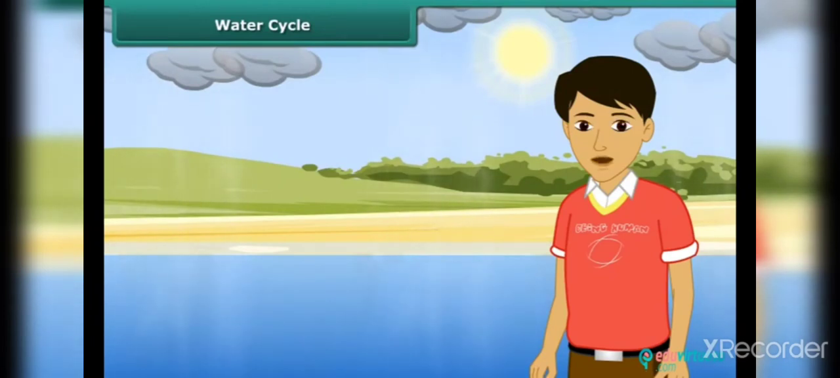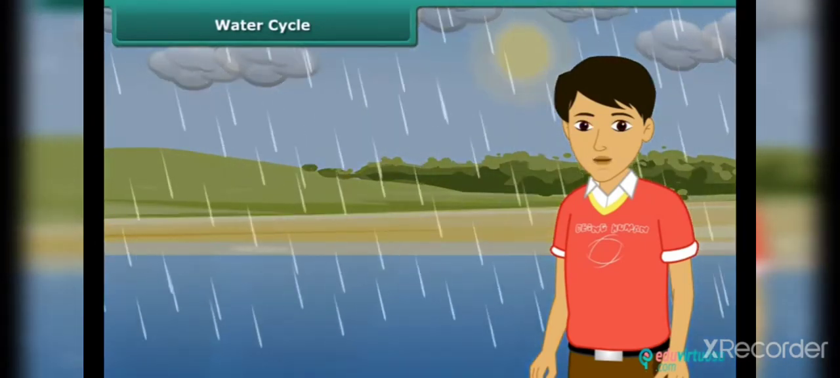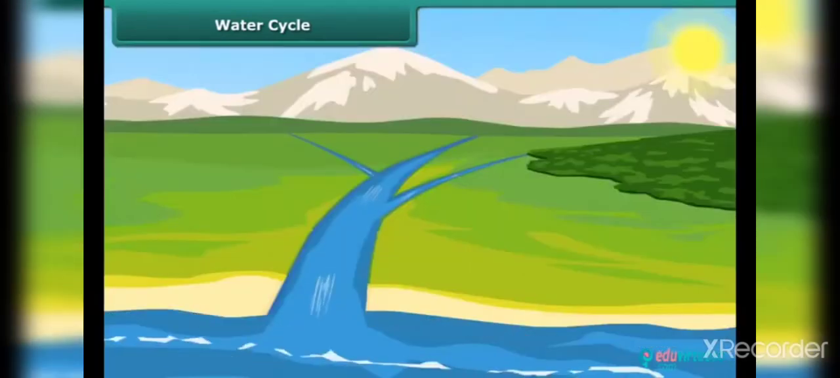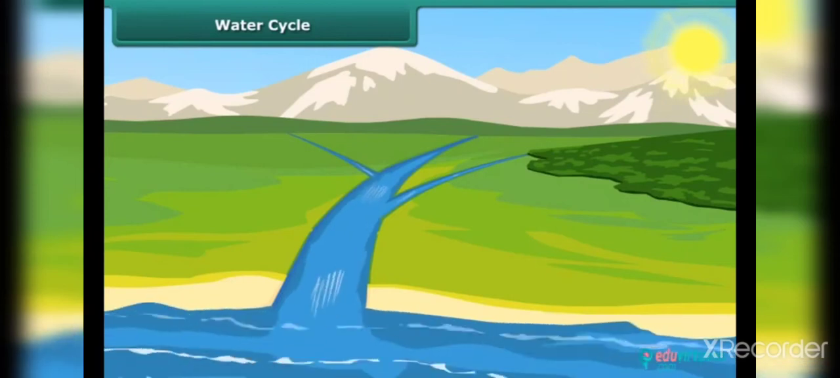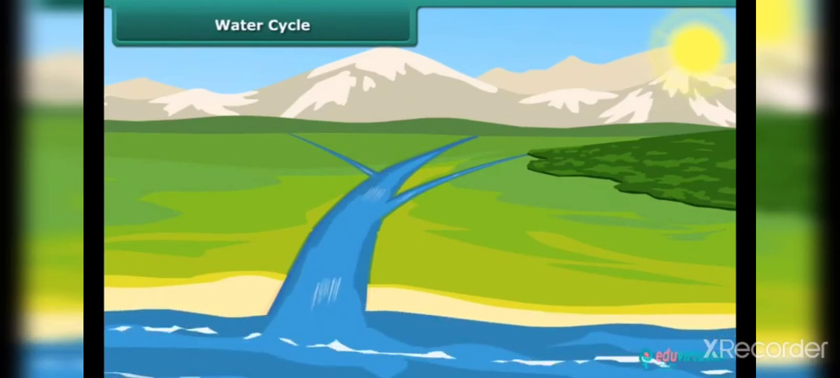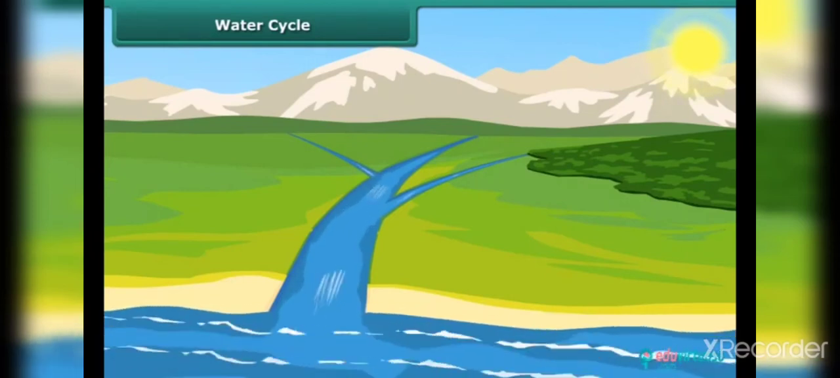When the clouds become too heavy, the water droplets in them fall on earth in the form of rain, hail, sleet, or snow. The process is known as precipitation. The water received by earth as rain, hail, or snow goes into the oceans, seas, rivers, and lakes.